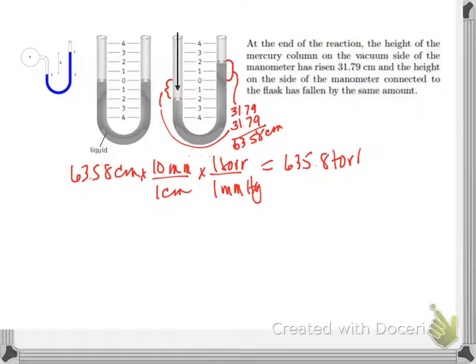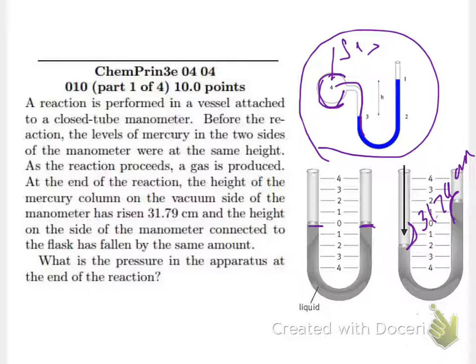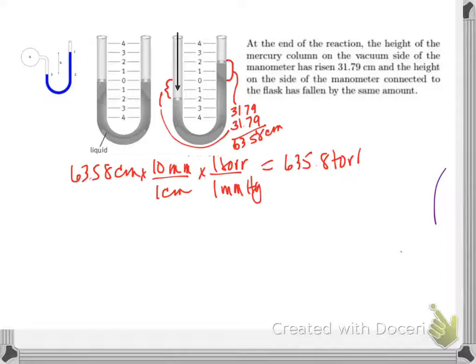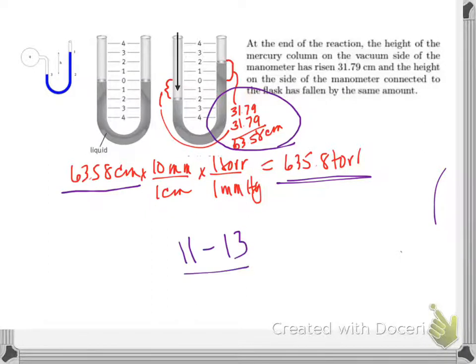Okay, so let's take a look at how we would solve it. At the end of the reaction, what we have here is both of these together add up to 63.58. It's moved up 31.79 and down 31.79 centimeters. I add those together and I get 63.58 centimeters. I simply convert those to torr and I get 635.8 torr. Now the rest of 11 through 13 is just converting units of pressure.